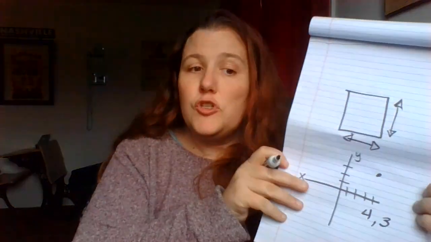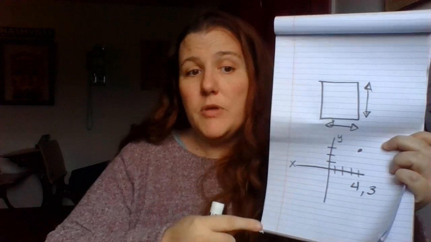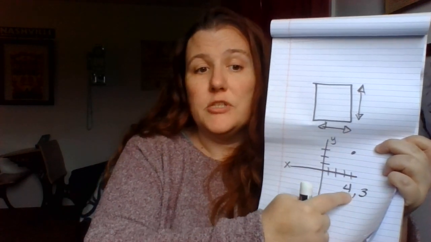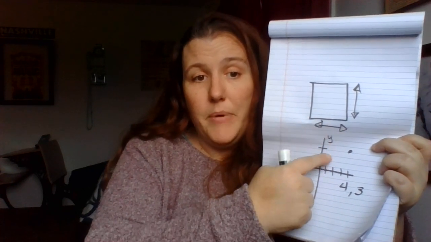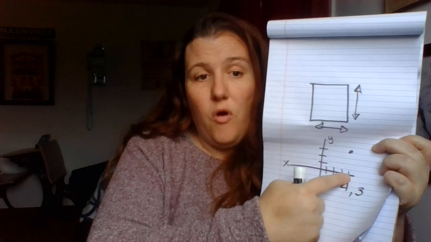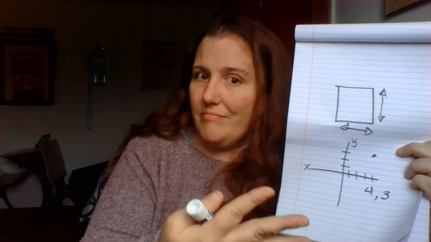So my coordinates for my location have 2 numbers to describe them because we're now in a 2-dimensional space. So it's not just this line, it's up and over. 4 over, 3 up. Those are my coordinates. So this again would be 2 dimensions. 2 numbers, 2 ways of moving, 2 dimensions.